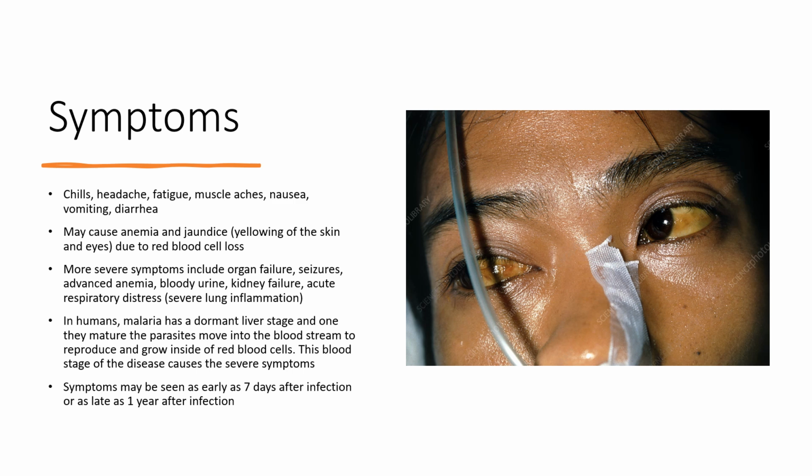In humans, the malaria has a dormant liver stage once it's been infected, and they mature. Once the parasites mature, they move into the bloodstream, and they reproduce and grow inside of red blood cells. And this causes the red blood cells to burst and rupture once they become mature enough. The blood stage of the disease is what causes the more severe symptoms. Symptoms can be seen as early as 7 days after the person has been infected, or up to 1 year after infection, which can make it hard to contain and detect.